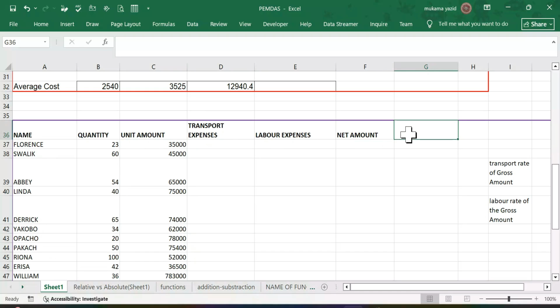So let us create another free column, then we put there gross amount.